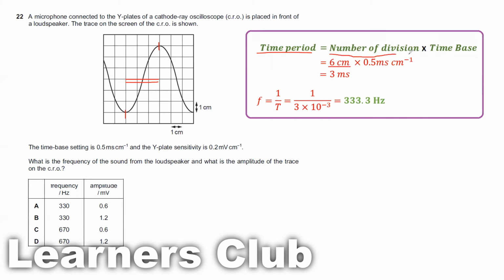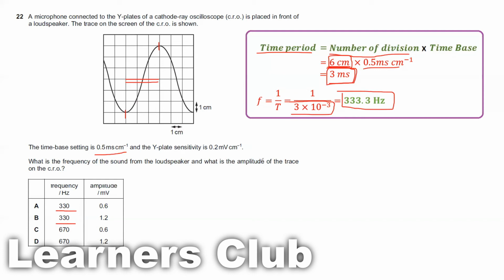So the number of divisions for one complete oscillation is 6 centimeter, multiplied by the time base of 0.5 millisecond per centimeter, which gives you 3 millisecond. The time period is the time required by one complete wave. So for one full wave, the time is 3 millisecond. The reciprocal of the time period is the frequency. So 3 millisecond means 3 times 10 to the power minus 3. We get our answer as 333.3 hertz. When you round it off, it's somewhat like 330.